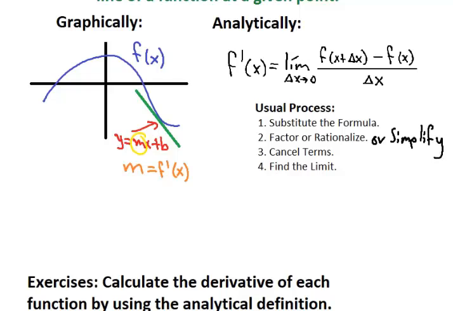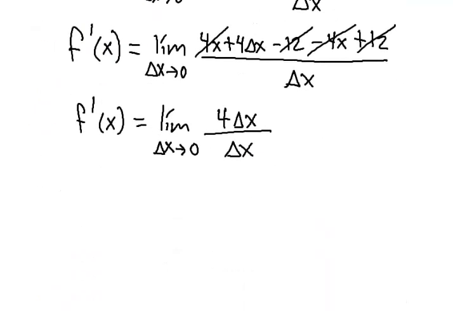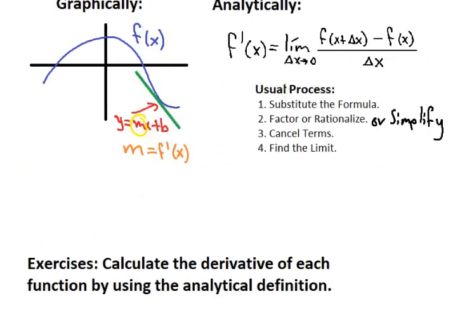Either factor, rationalize, or simplify. In this case, we just needed to simplify. Notice that we have delta x up and down. We have it on the numerator, we have it on the denominator. So we're going to cancel it because it's repeating up and down. So that will be the next step.